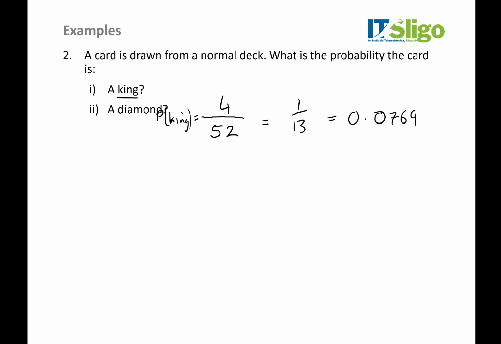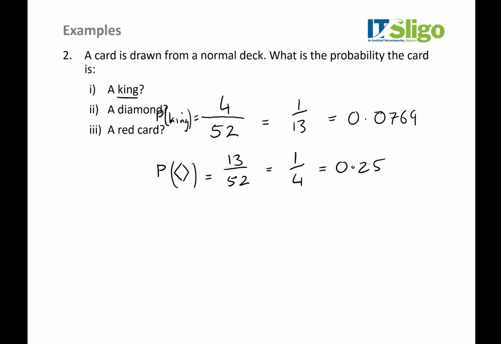What's the probability of drawing a diamond? Well, there's 13 diamonds in a deck. There's 52 cards in a deck. So the probability of drawing a diamond is 0.25, because diamonds is one of the 4 suits of a card.